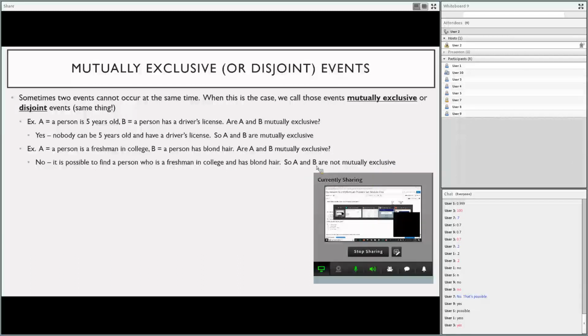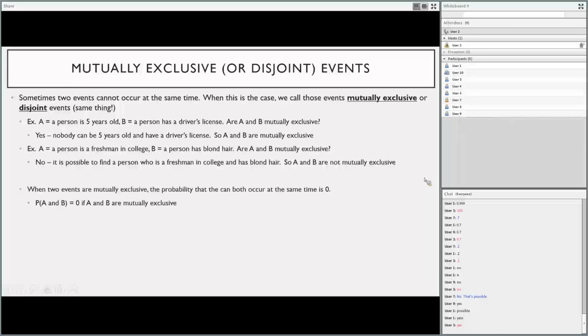Surely that is possible, right? What? I asked the question in the opposite way of what I meant. So basically, A and B are not mutually exclusive. They can occur at the same time.